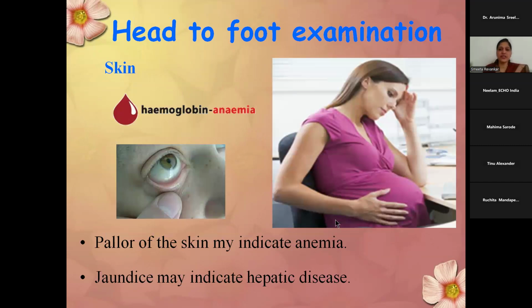So, coming to the head to foot examination. For the skin, we have to check for pallor. If the skin is pale, it may indicate anemia. Even jaundice may indicate hepatic disease. You can see in the picture, the woman's skin is so pale. Even her conjunctiva is pale, isn't it?